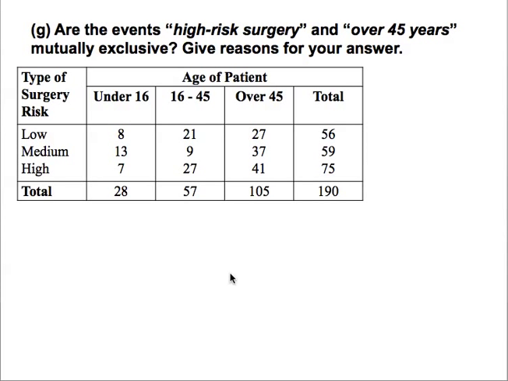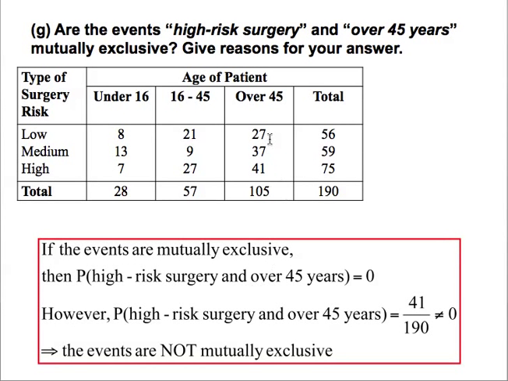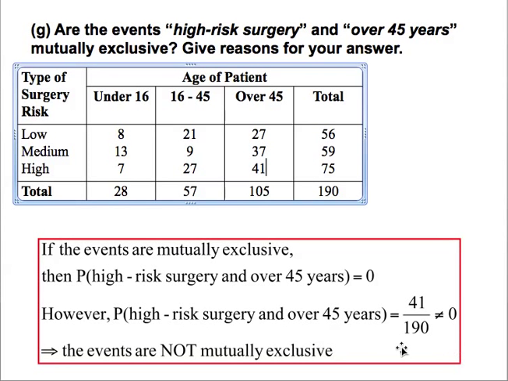Are the events high risk surgery and over 45 mutually exclusive? Give a reason for your answer. Now, if they are mutually exclusive, it means that the probability that the patient had a high risk surgery and is over 45 years would be equal to 0. But from the table, we know that the probability of having a high risk surgery and is over 45 is 41 over 190. Therefore, the events are not mutually exclusive.